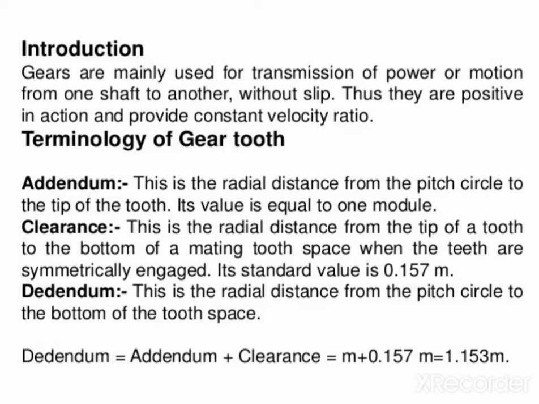Now we will see different types of gears before moving towards terminology of gear tooth. As we have all studied, different types of gears are generally spur gears, helical gears, bevel gears, worm and worm wheel, rack and pinion, internal gears, etc. We will see them in detail later. I will just give a brief introduction about them.